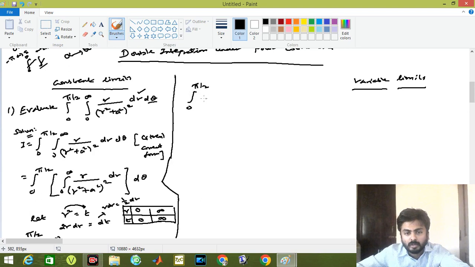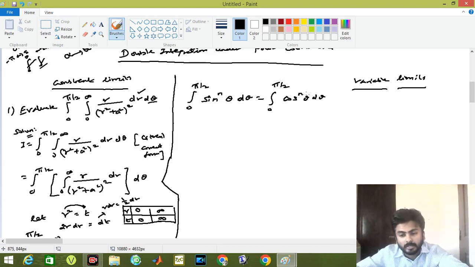So when the limits are from 0 to pi by 2, I am telling only when the limits are 0 to pi by 2, you will have sine power n theta. This n can be anything, but it is a constant. It may be sine squared, it may be sine cube, for n equal to 2, 3 and so on. Then the integral of sine power n theta d theta from 0 to pi by 2 will be equal to the integral of cos power n theta d theta from 0 to pi by 2.